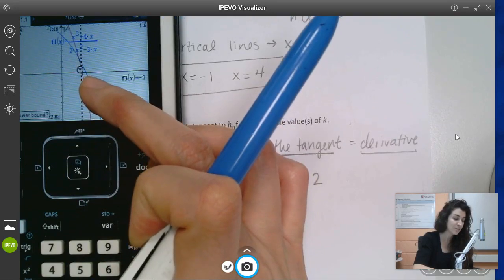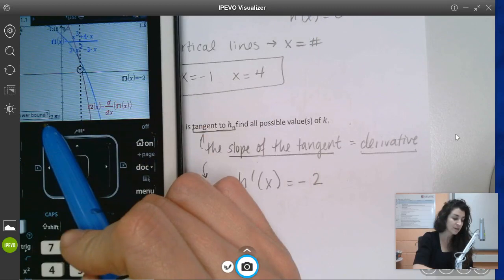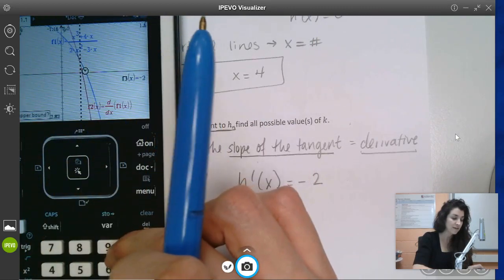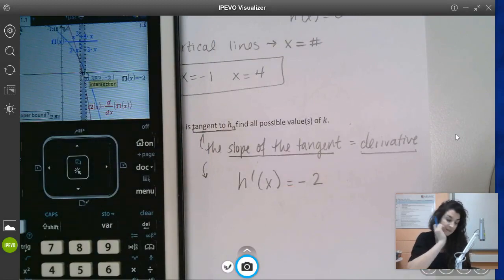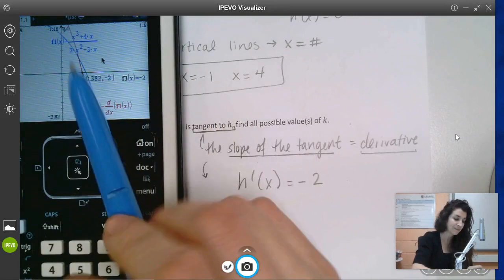I'm going to place the cursor just barely to the left of it. Hit enter on the lower bound. It's going to ask me for an upper bound once it's ready, so I'm going to move just to the right of it and wait, and then press enter. And there we have it.